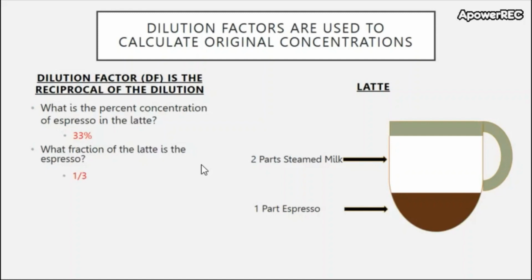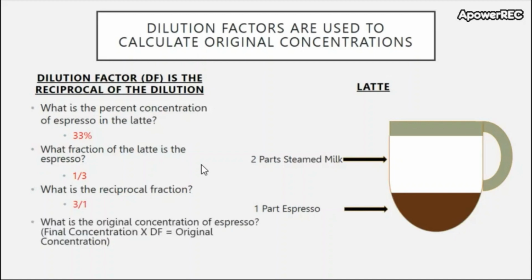It's 1/3. Okay, so remember, the dilution factor is the reciprocal of the dilution. So what is the reciprocal fraction of 1/3? It's 3/1. All right, very good.